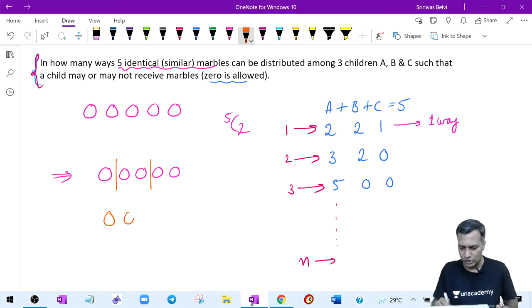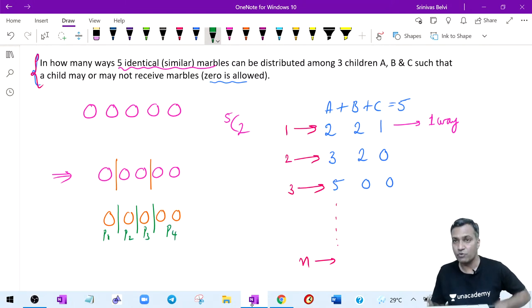What if you want to divide this into four parts? Naturally, you may have to put three lines. This is one part. Between the lines is the second part. This is the third part. And this is the fourth part, right? This is what happens here.